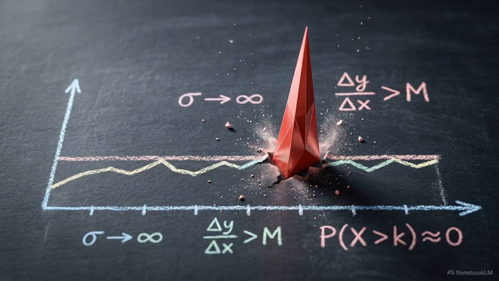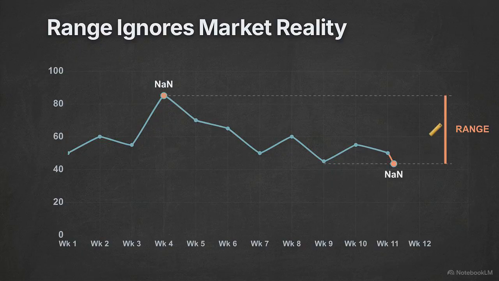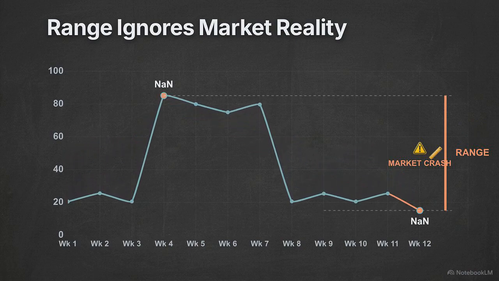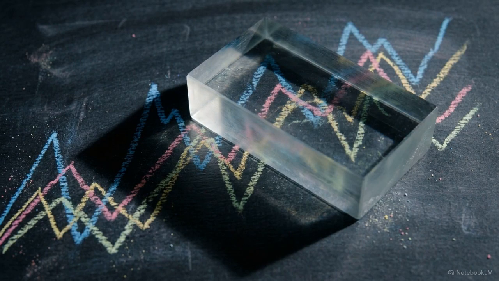The flaw of the range is its hypersensitivity. A single freak outlier, one momentary market crash, warps the entire calculation. It also ignores the distribution of the data points sitting between those two extremes. To fix this outlier sensitivity, statisticians developed quartile deviation.